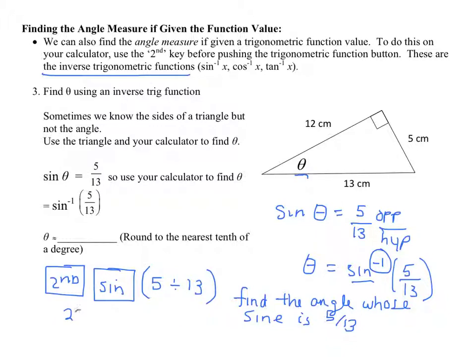And I'm getting 22.619866495. And I just need to round to that cutie pie. So the 1 makes the 6 stay the same. And I'll put a little degree symbol there. Cool?